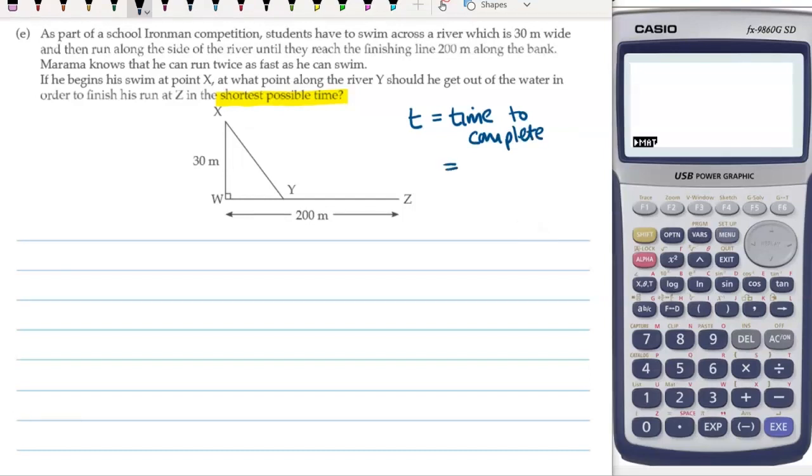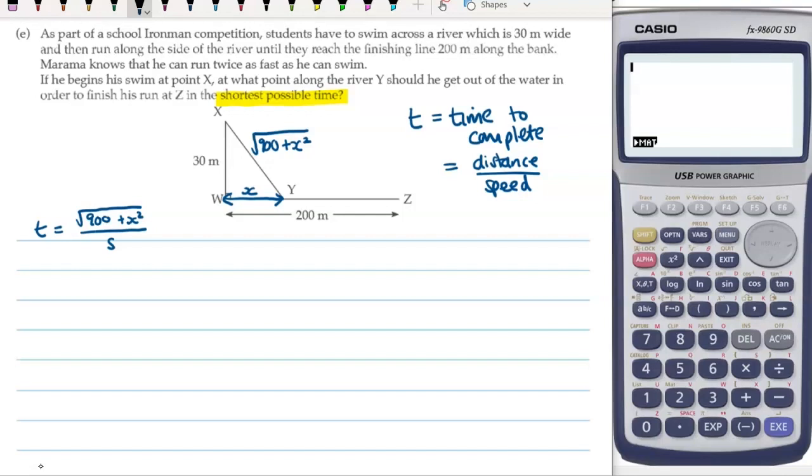Now to work out time, that's the distance divided by the speed. Let's call this first distance here a lowercase x. Then the distance will be the square root of 30 squared, which is 900, plus x squared. So the time he takes to complete that portion will be the square root of 900 plus x squared as the distance, divided by the speed, which we'll just call s at this time. We don't know his speed at the moment.